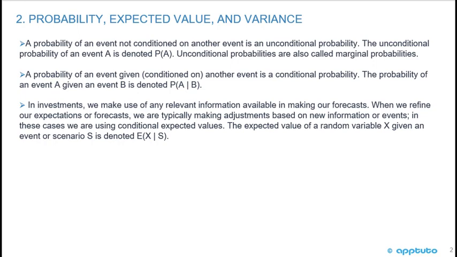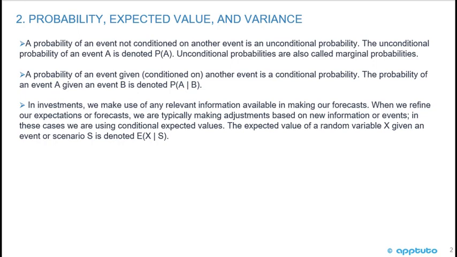A probability of an event given, or conditioned on, another event is a conditional probability. The probability of an event A, given that event B has occurred, is denoted as P(A|B).